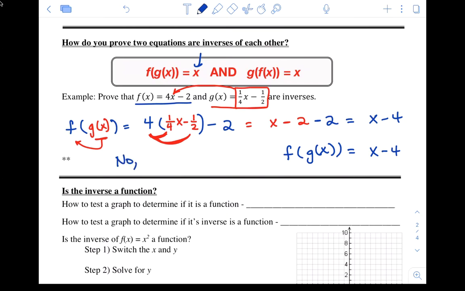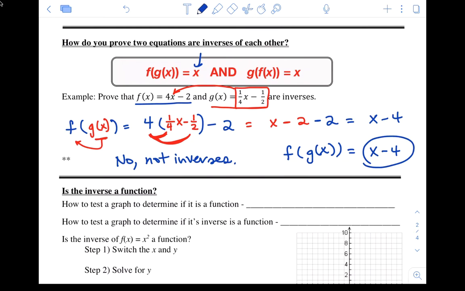So no, these two functions are not inverses. Since it didn't simplify to just x, I don't even have to bother finding g of f of x. Now my question for you is, what would it have been? What would it have needed to be to actually make this work? Well, let's check it out.